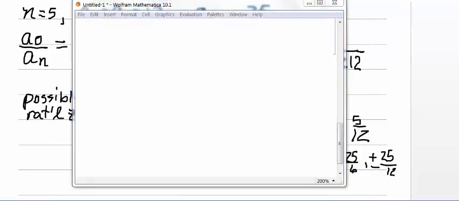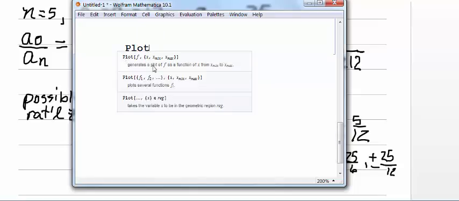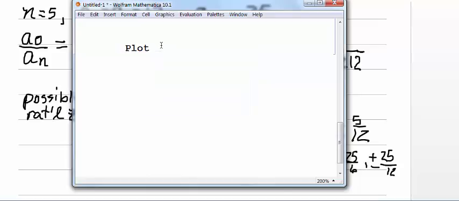Now for a problem like this, you want to use MyMathLab. That's a technology, or you could use your graphing calculator. That's a technology that's available to you. Plot is one of the functions. I'm going to graph this polynomial function.